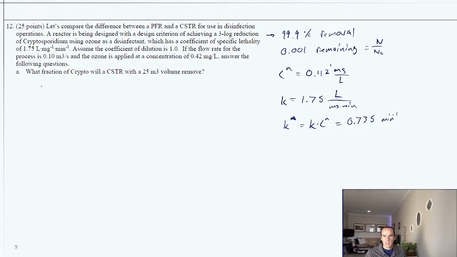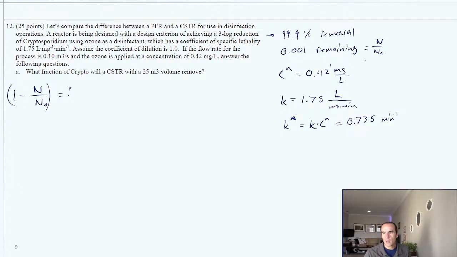So we need to find what fraction of crypto will this remove if we have a CSTR. So what we're looking for is really 1 minus the amount remaining. So we're going to set this up to solve for N over N naught, and then take 1 minus that to get our final answer.